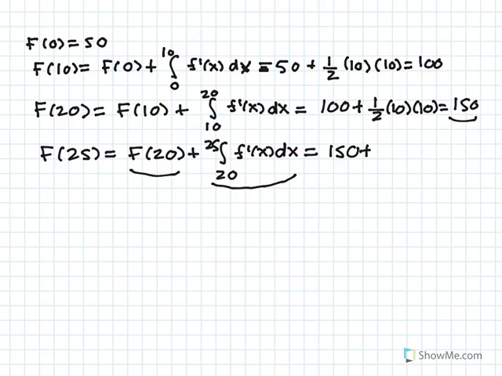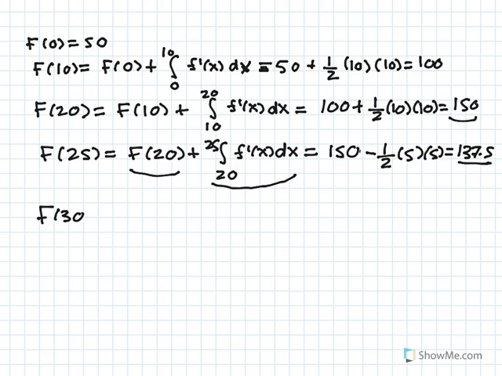All right, so what we have is F of 25 is F of 20 plus the integral from 20 to 25 of f prime of x dx. And we're going to subtract off, so let's subtract that. That's minus 1/2 times 5 times 5. And that gives us 137.5. All right, now let's look at F of 30.